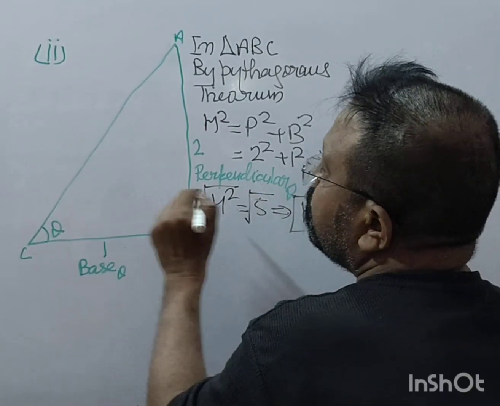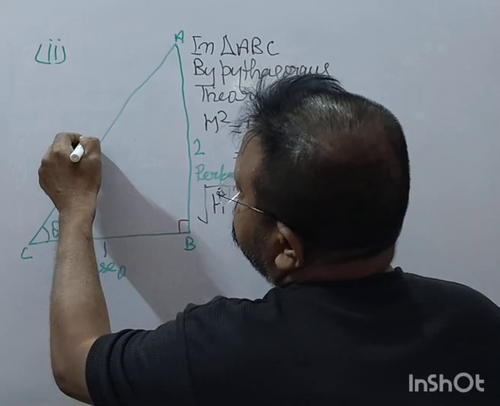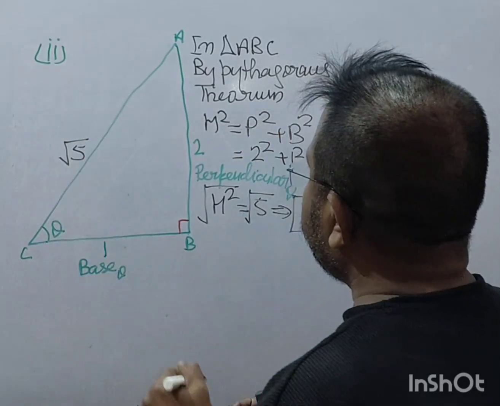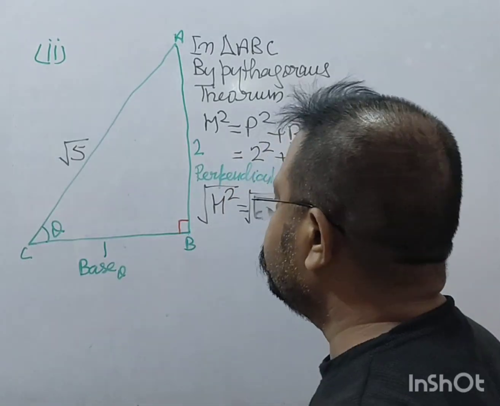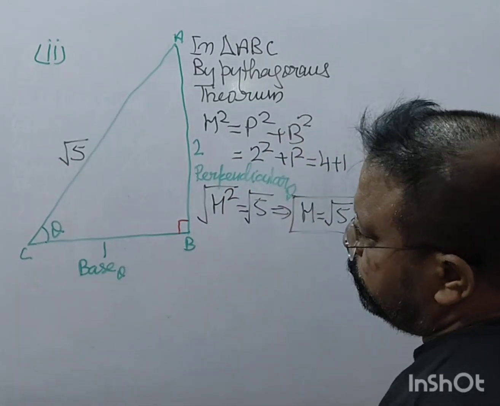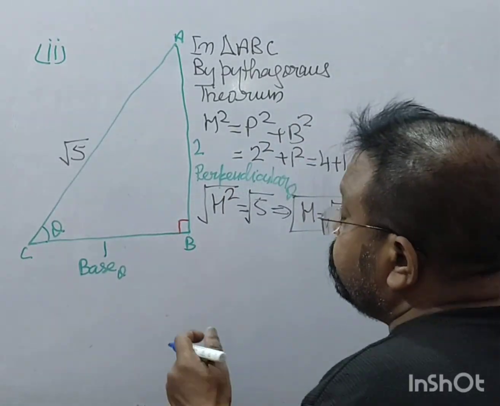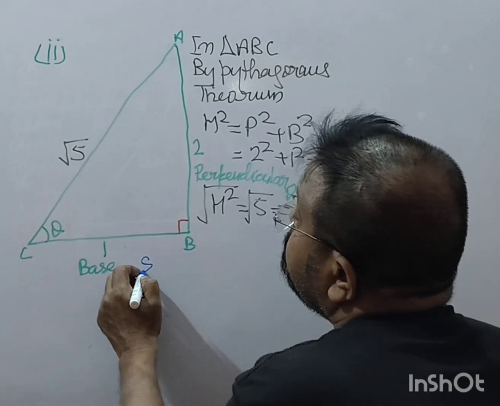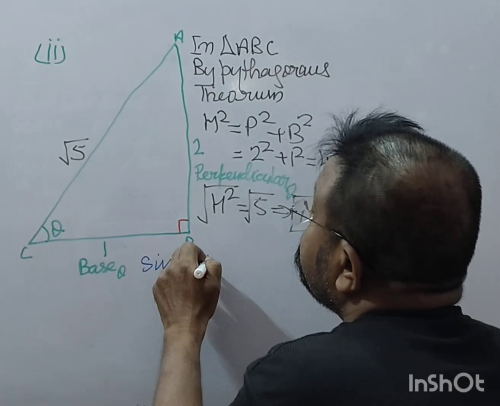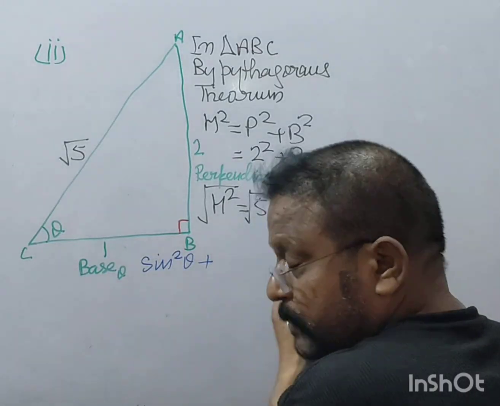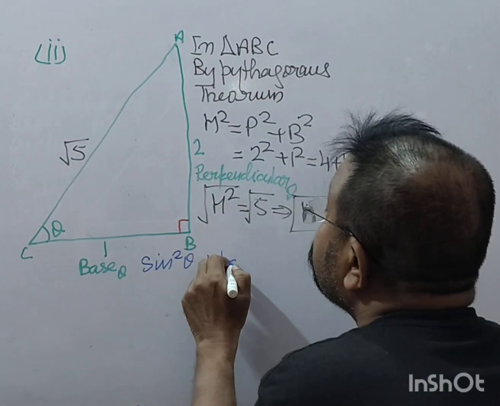Hypotenuse is root 5. Now what do you have to find? Find the value of sine square theta plus tan square theta.